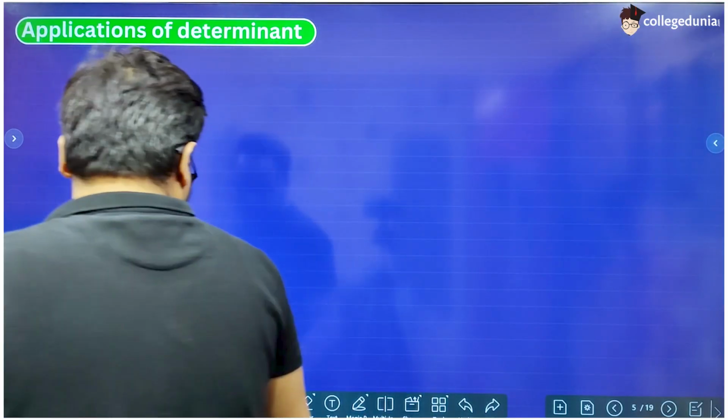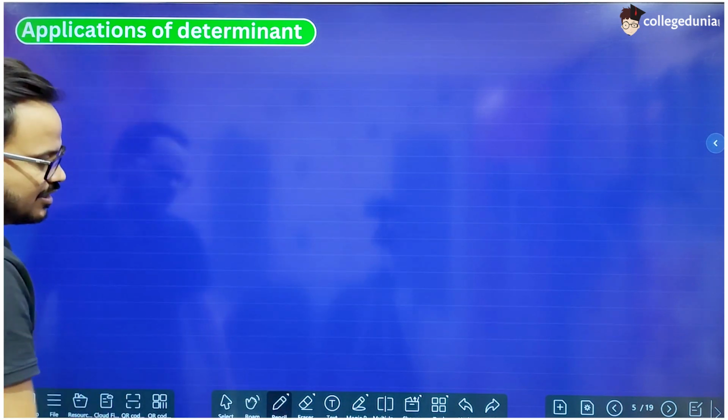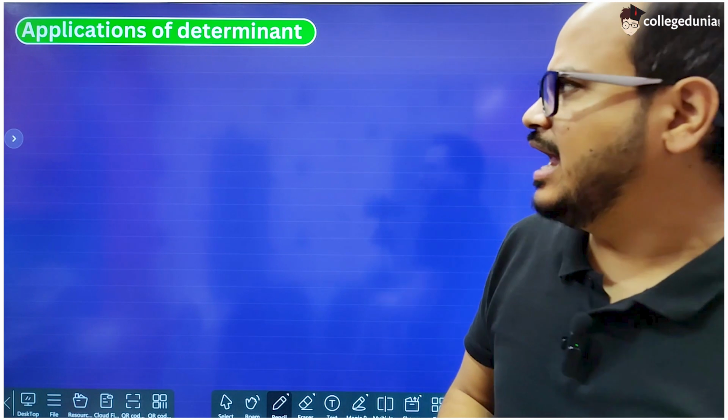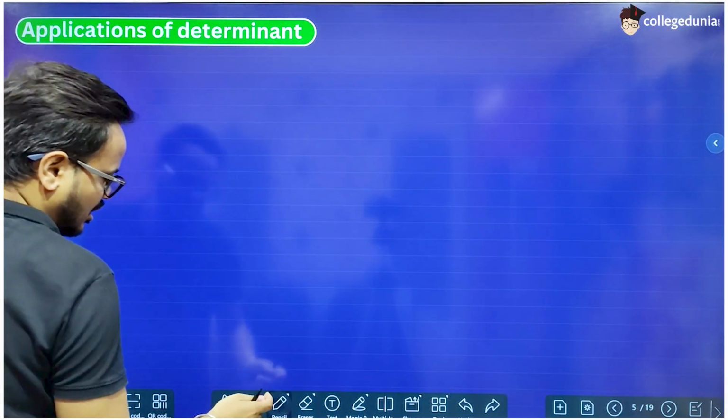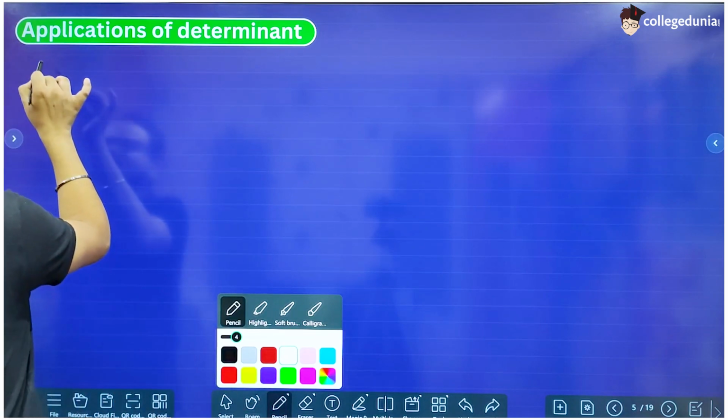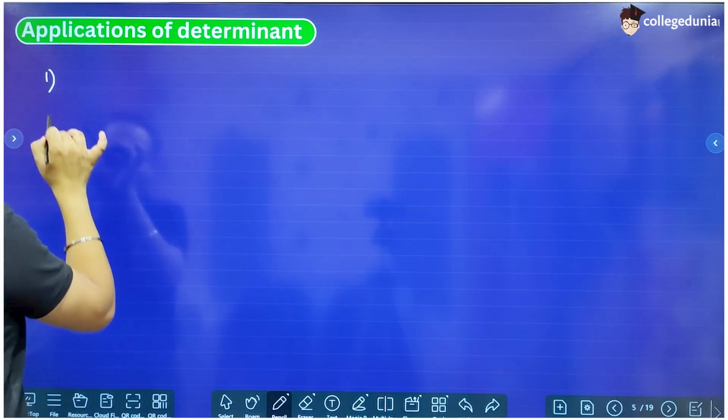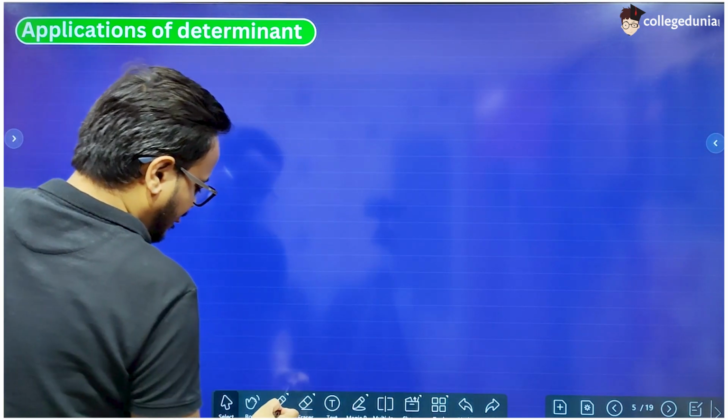Applications of determinants. Okay, why are we studying determinants? There are many applications of determinants in mathematics, and we will study a few of those applications. First one is to find the area of a triangle.